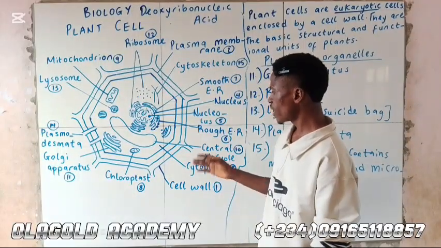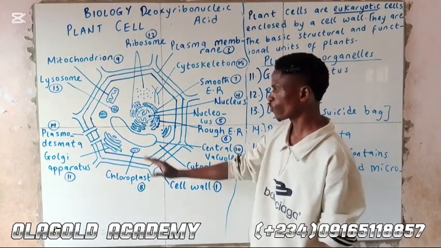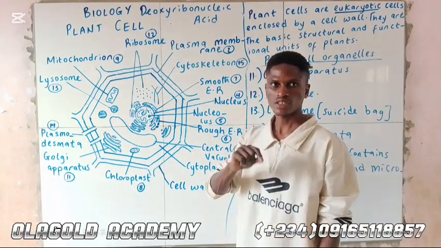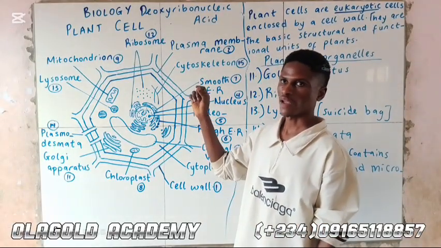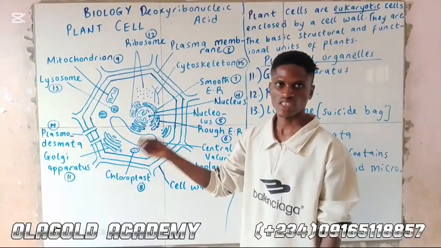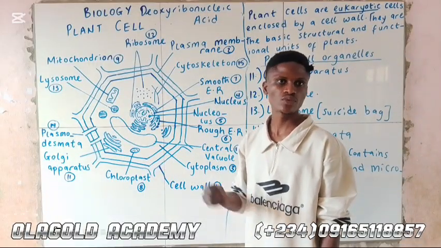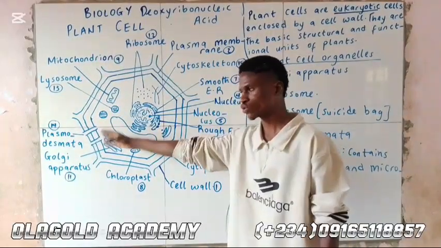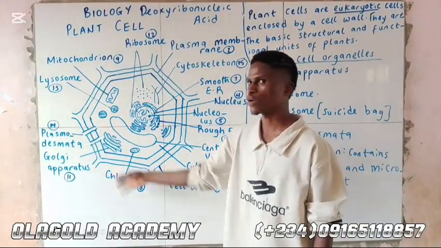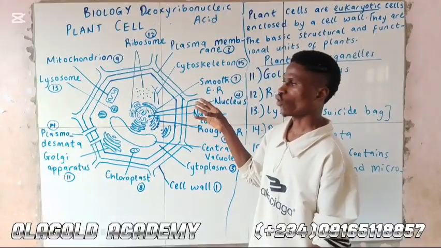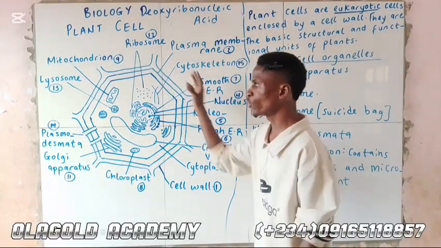So it prevents the plant cell from bursting if it takes in water. That is the reason why animal cells burst if they take in too much water. But plant cells do not burst because they have the cell wall. The cell wall prevents or helps the plant from bursting.